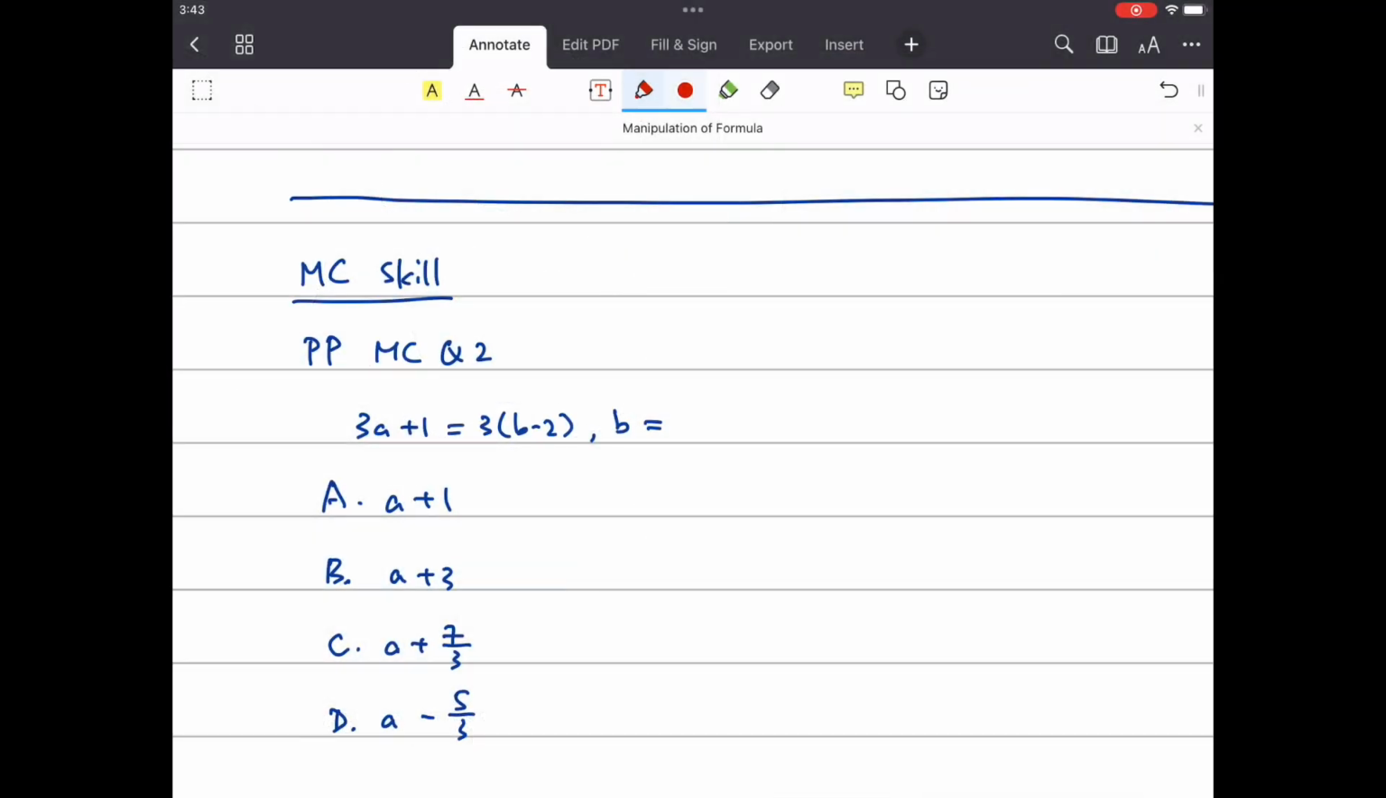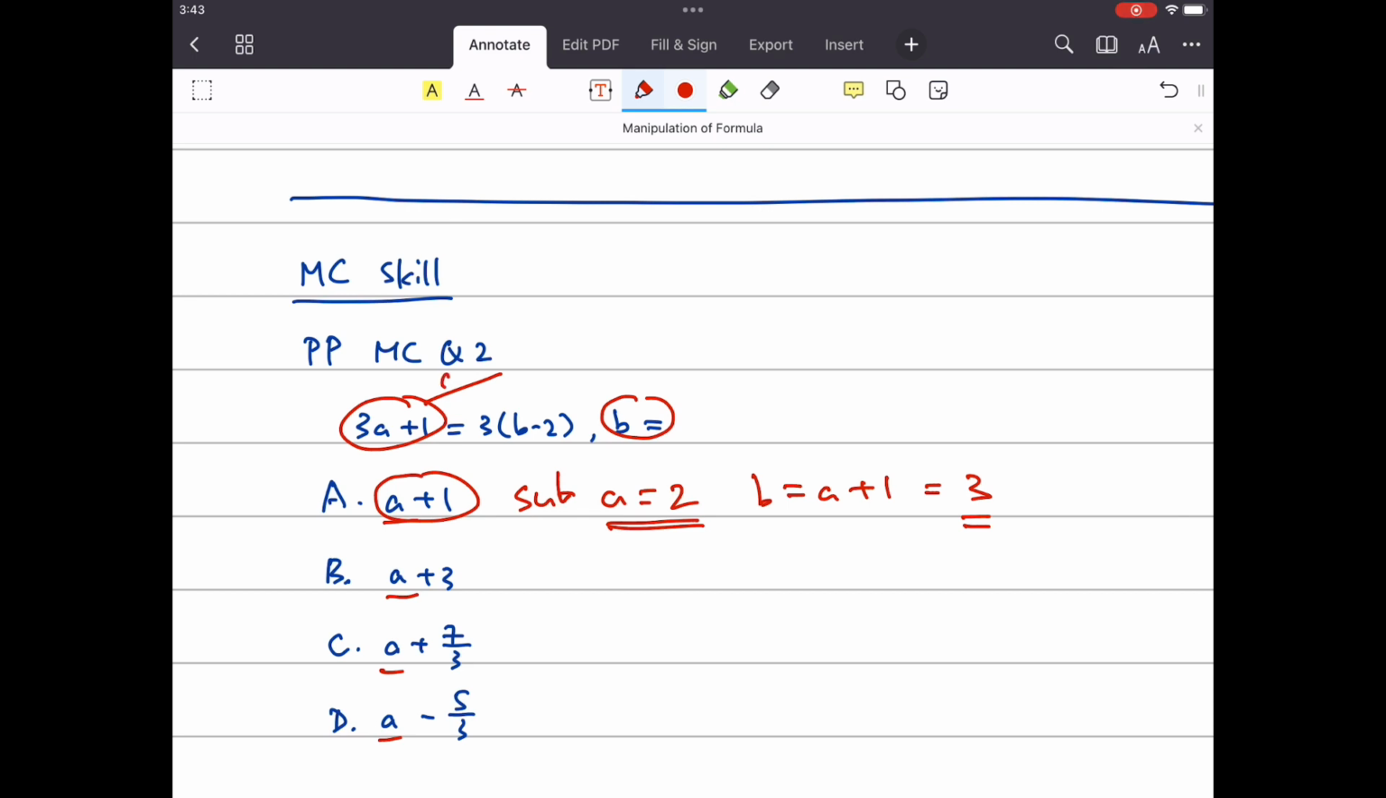For the MC skill, since we will be given 4 options, we simply need to substitute a by a certain value of your choice. Let's say we put a as 2. For option A, if A is correct, then b equals a plus 1. So from the calculation, we find that b equals 3. Now we have a equals 2 and b equals 3. We substitute into the left hand side of the question. You may use a calculator if needed. So you can find that the left hand side equals 7. For the right hand side, if you put b as 3, you will find that the right hand side equals 3. So the 2 sides do not have the same value. Therefore, A must be wrong.